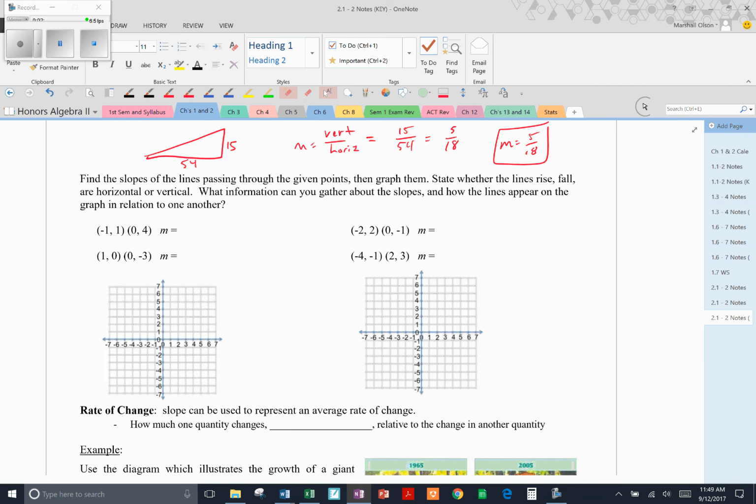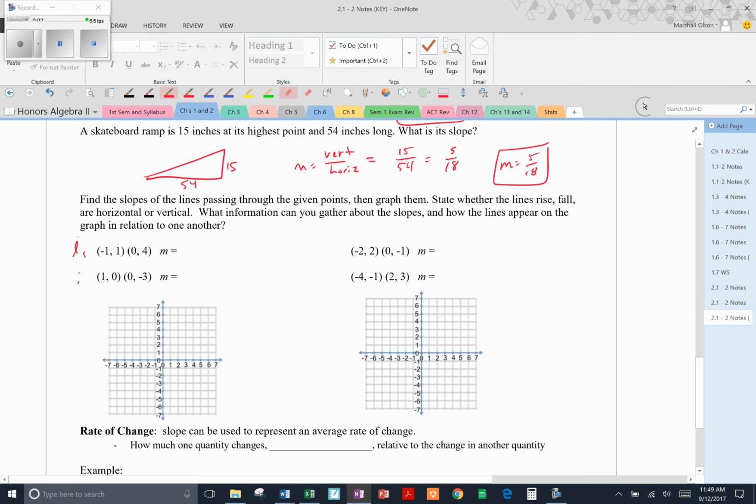All right, so we've got two lines down here that we're going to be graphing on both of these graphs. I'm going to call this one line 1 and this one line 2. Okay, so line 1 has got a slope of, let's see, 4 minus 1 over 1, a slope of 3. So line 1's slope is 3.